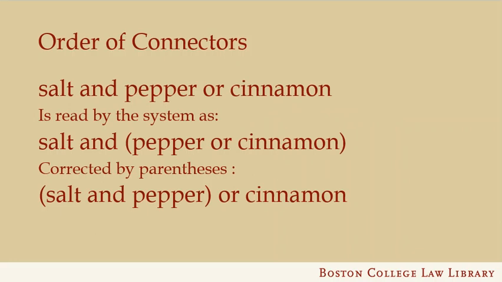So in my example, salt and pepper or cinnamon, the computer, not knowing what the words mean, assumes pepper or cinnamon are alternatives and processes that connector first, requiring one or the other to be in the same document as the word salt. But by putting the parentheses around salt and pepper, we tell the computer we want this operation performed first, and we want any documents that have either both the words salt and pepper or any document that contains the word cinnamon.